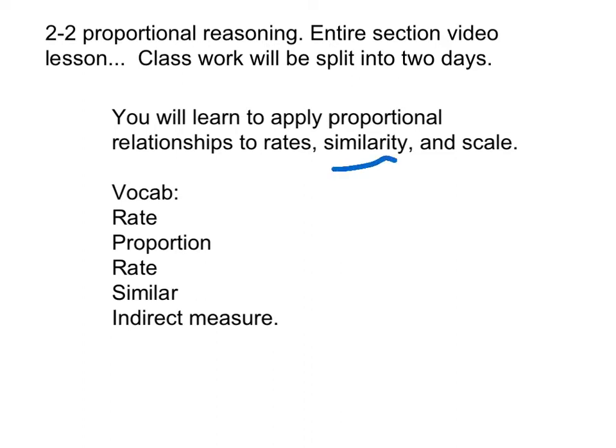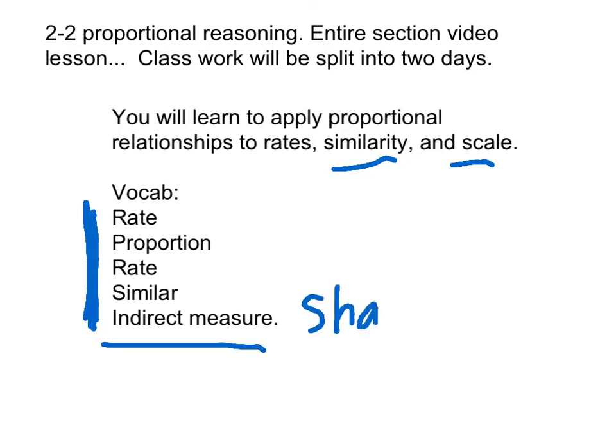Okay, when we say similarity and scale, that's our geometry examples. And we have our vocabulary right here. Indirect measure is going to be shadows and similar triangles.